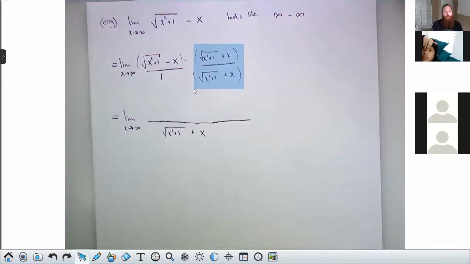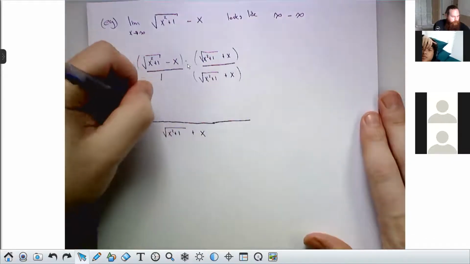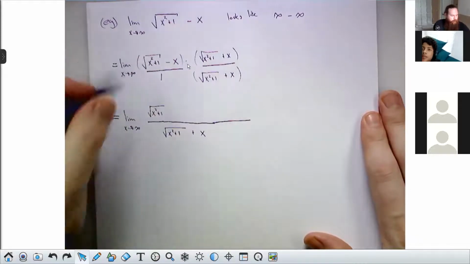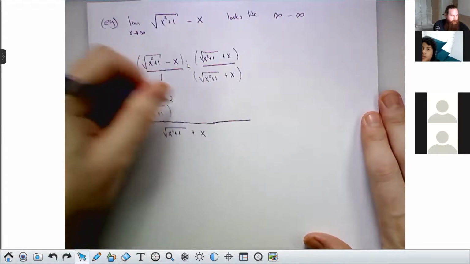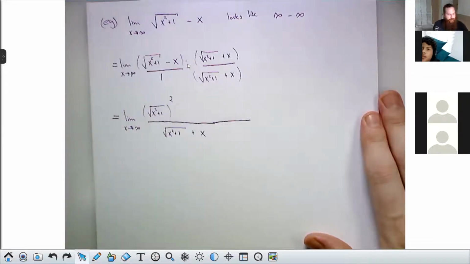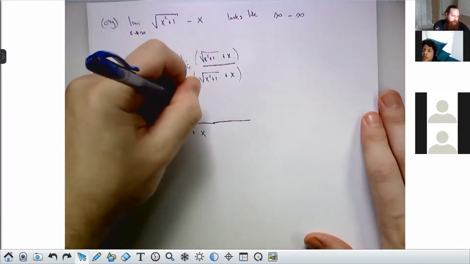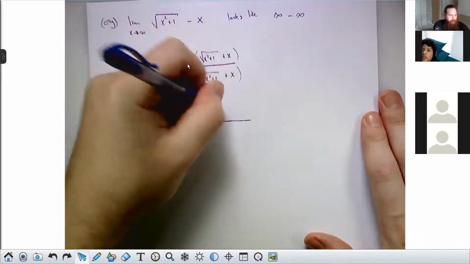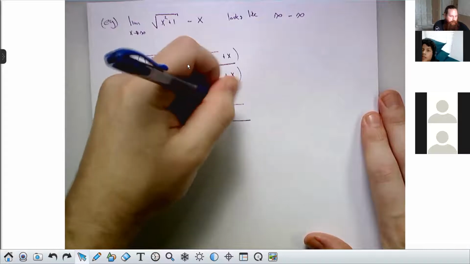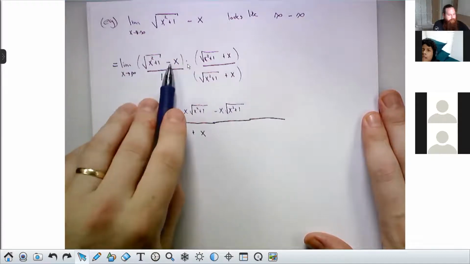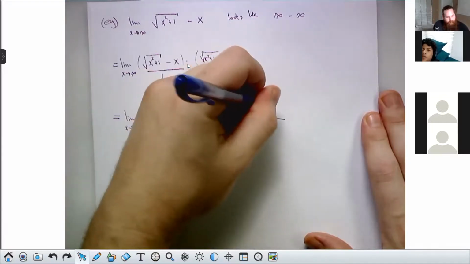We multiply by the conjugate, top and bottom. And upstairs here we now FOIL. So my firsts are this times this. So that's the square root of x squared plus 1 times the square root of x squared plus 1. That's the square root of x squared plus 1, squared. That's my first. My outers are plus x times the square root of x squared plus 1. My inners are minus x times the square root of x squared plus 1, and those add up to 0. And then my lasts are minus x times plus x, that's minus x squared.